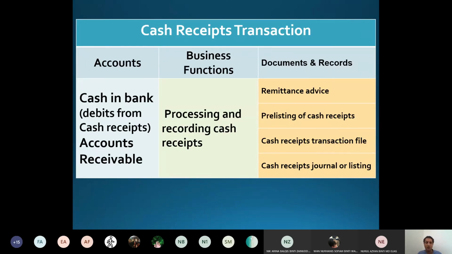As I mentioned just now, it's summarized and put in a table for cash receipt transactions. So we have processing and recording the cash receipt: remittance advice, pre-listing of cash receipts, transaction file, and cash receipt journal or listing. If you notice, the first one, the remittance advice, is the main document received from the customers along with the check or the transfer to the bank, and the rest is recording, updating the transaction file and updating the cash receipt journal.